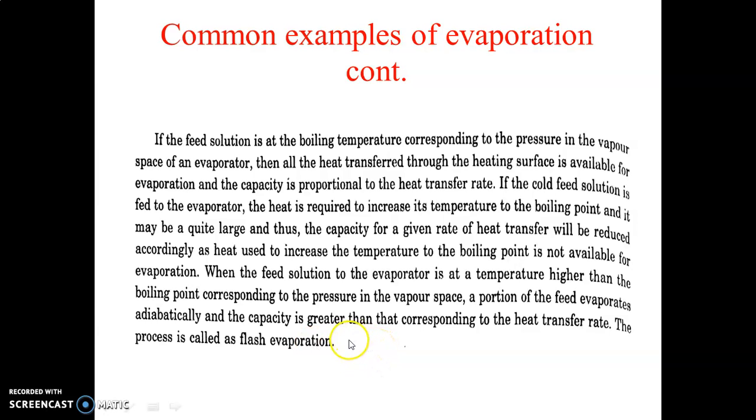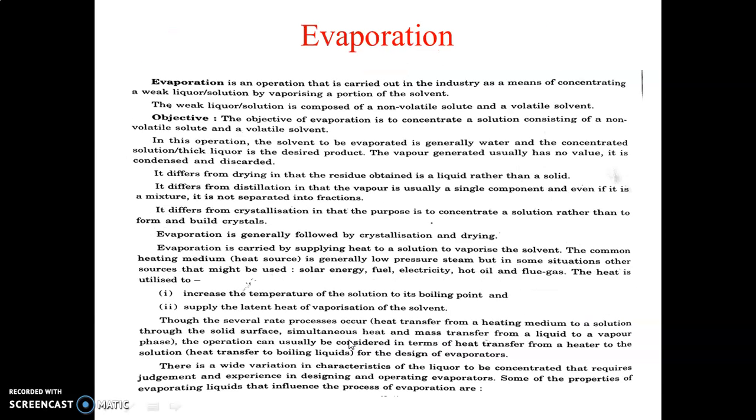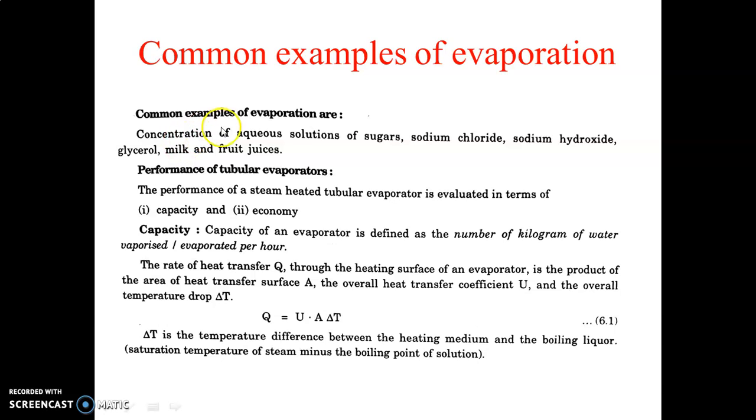So here I want to conclude this lecture. In today's lecture we have discussed what is meant by evaporation. Then we discussed the objectives. Then we discussed the difference between drying, evaporation, distillation, and crystallization. Then how heat is used in the evaporator. Then we discussed the performance, that is capacity, and before that the common examples of evaporation. The remaining part we will discuss in the next lecture.